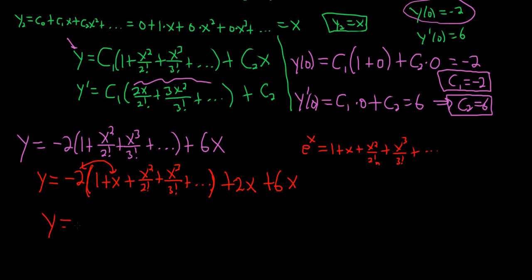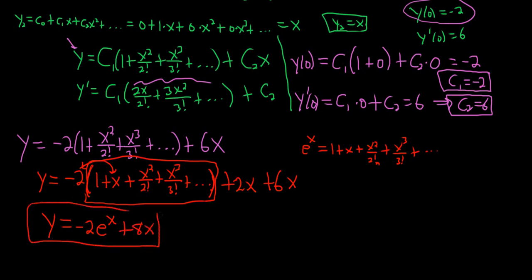So this is equal to -2, and here's the beautiful part. Now all of this is e to the x, right? It becomes e to the x, and then 2x plus 6x is 8x. And that would be the final answer to the initial value problem. And that is the correct answer. I actually have the answer here, but I don't have the work. So we did it. That's actually correct.